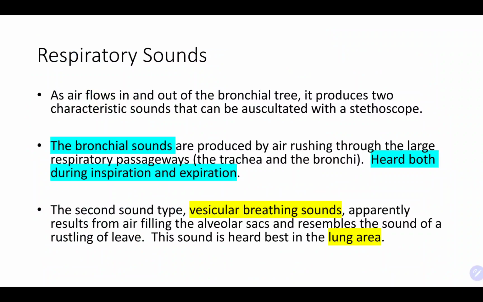When we're looking at respiratory sounds, as air flows in and out of the bronchial tree, it's going to produce two characteristic sounds that can be auscultated with a stethoscope, right? So we have the bronchial sounds. These are produced by air rushing through the large respiratory passageways, such as the trachea and the bronchi. This is heard both during inspiration and expiration. The second type of sound is the vesicular breathing sound. That results from air filling the alveolar sacs, and it resembles the sound of rustling leaves. This sound is heard best in the lung area, okay?